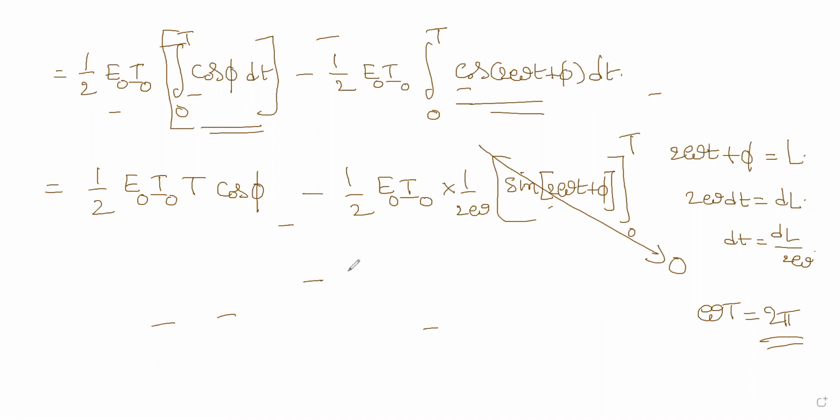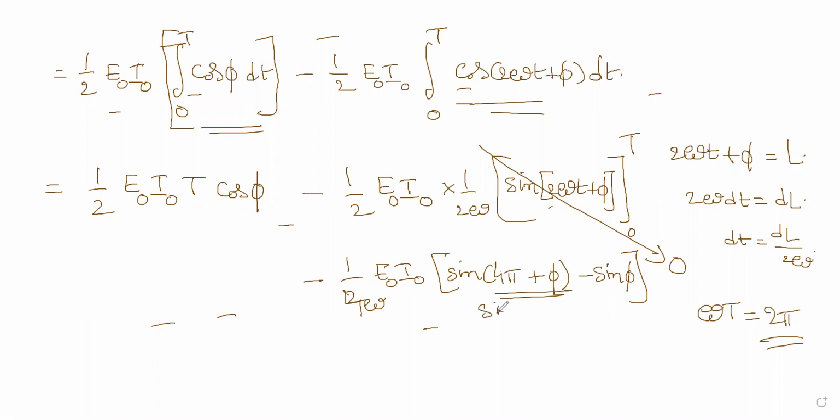So this integral alone, 1 by 2 E naught I naught, let us write 1 by 4 omega, no problem. Anyway this vanishes to 0. When I put the t, we get sine of 2 omega t, so you get sine of 4 pi plus phi minus sine phi. Sine of 4 pi plus phi is sine phi only. So sine phi minus sine phi is 0. The integral vanishes to 0. So this is what we are left with.